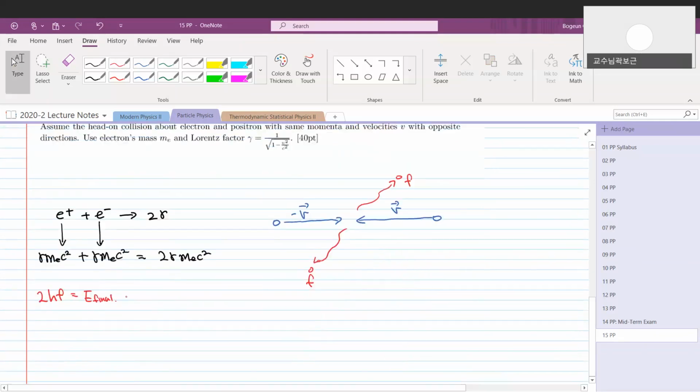So according to that, we can find that 2hf equals 2 gamma m_e c squared. This shows that f equals m_e c squared over h root 1 minus v squared over c squared. So this is the frequency of the produced photons.